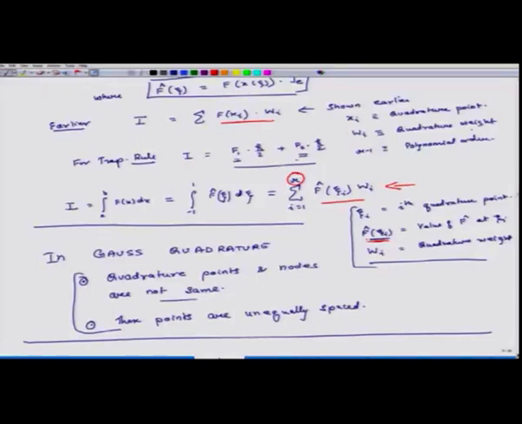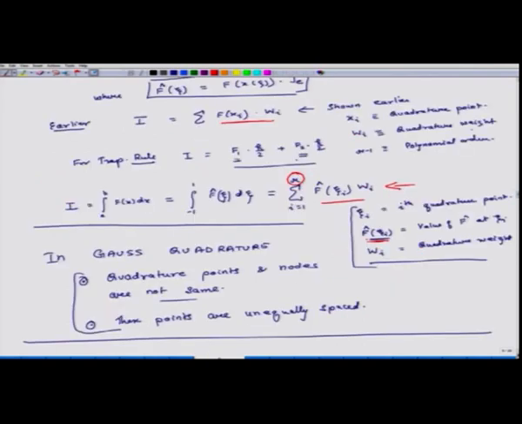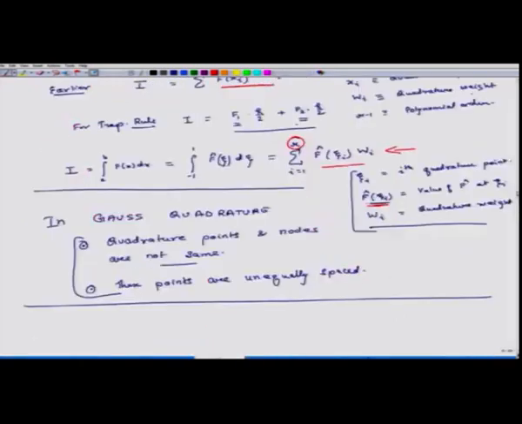All you have to do is find out this value of f hat at Gauss quadrature points, multiply that by wi, where wi is given here, and once you have multiplied it by wi, you add those products up and you will get your integral.